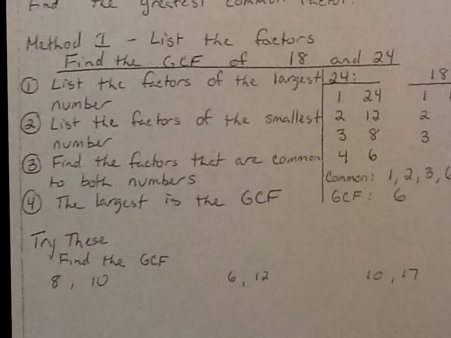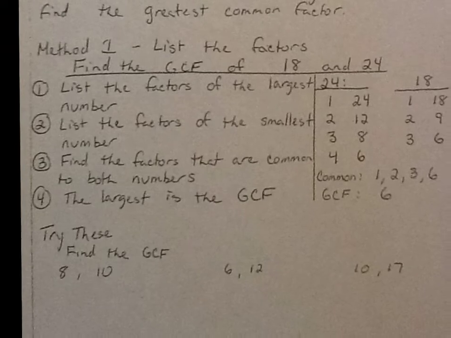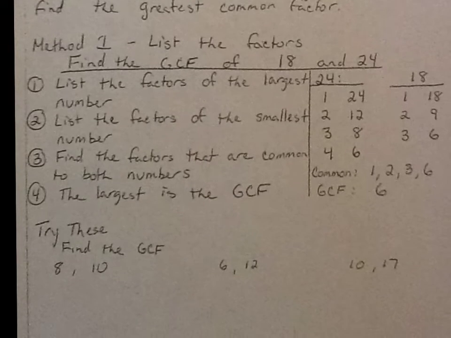Method one is to just list the factors. Sometimes people don't like this way because you have to sit through and think of all the different things that get multiplied into that number, and if it's a bigger number, it gets kind of hard. In this case, it says find the GCF, that's another way of saying greatest common factor, of 18 and 24.